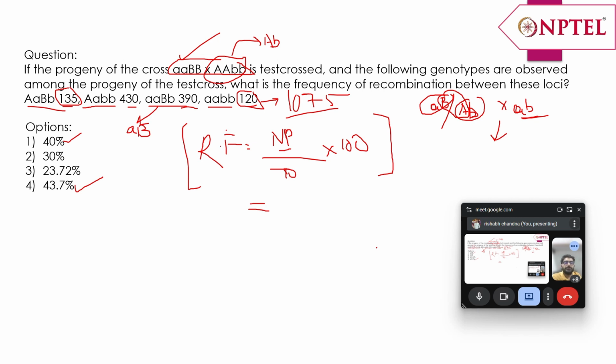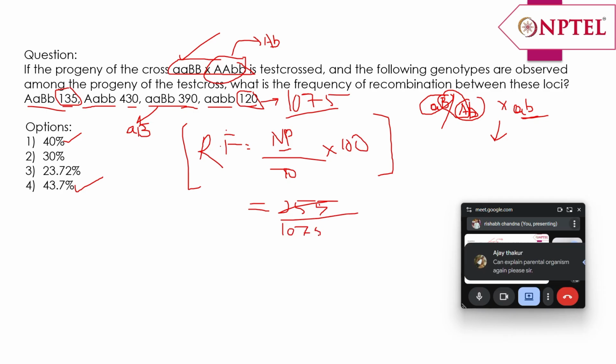Okay, so if we now add this particular non-parental offspring, that means it would be summed up to 255. And if we divide it by 1075, that would yield us 23.72%. So the correct option is option number 3.